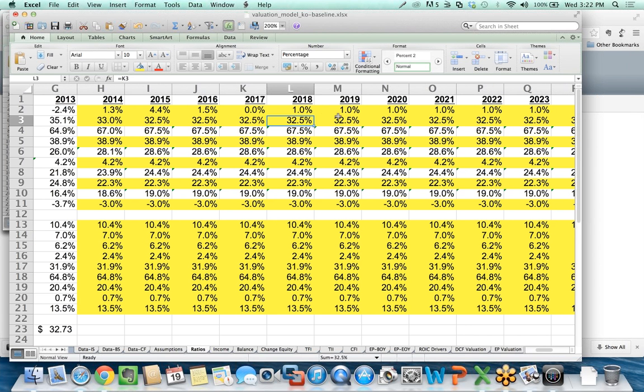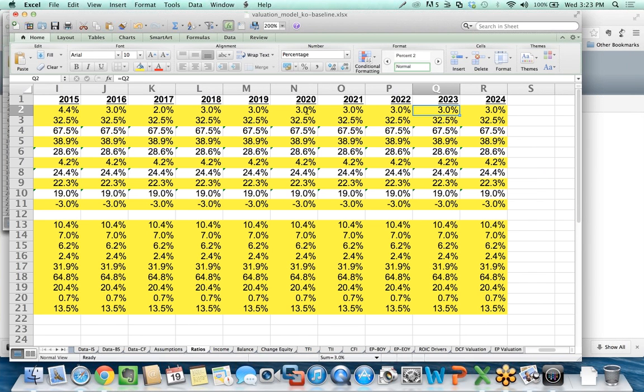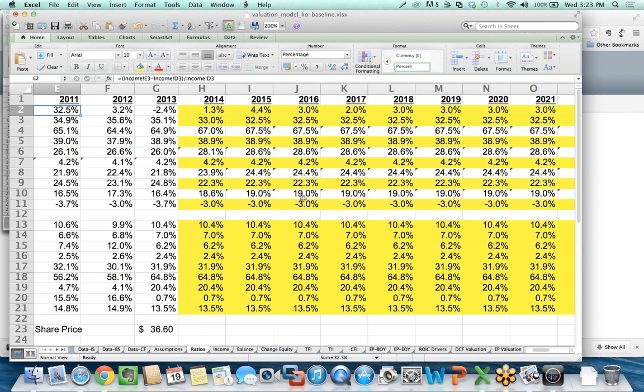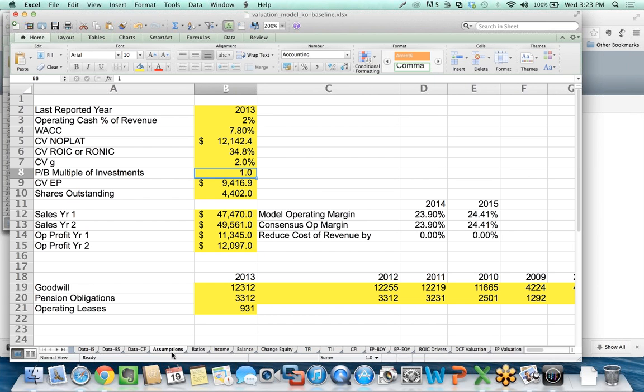So what I'm going to do is, instead of 1% growth, let's put 2% growth. Instead of 1.5, what if I put 3 and made that, actually let's make it 2 and 3. Okay. And here's the thing. I'm getting relatively close to their share price.